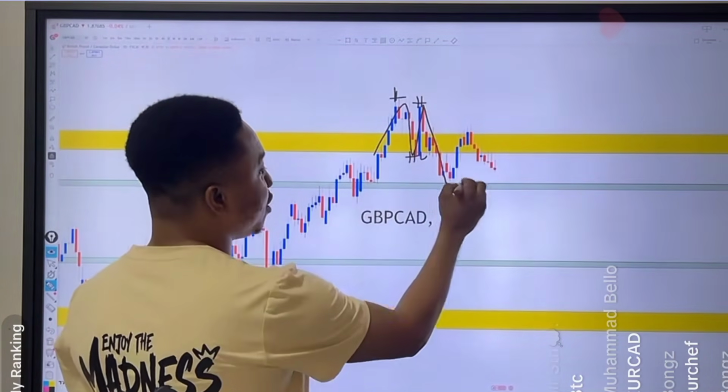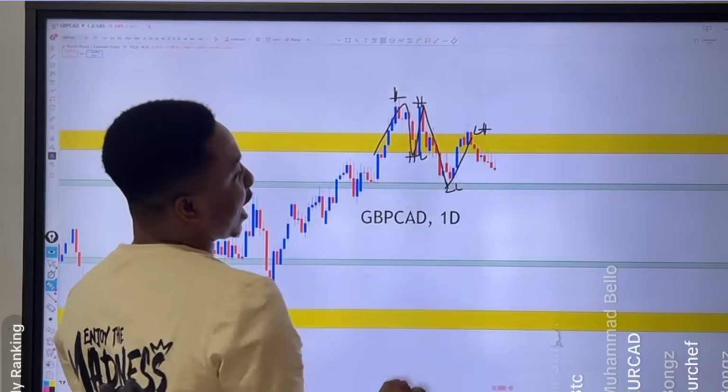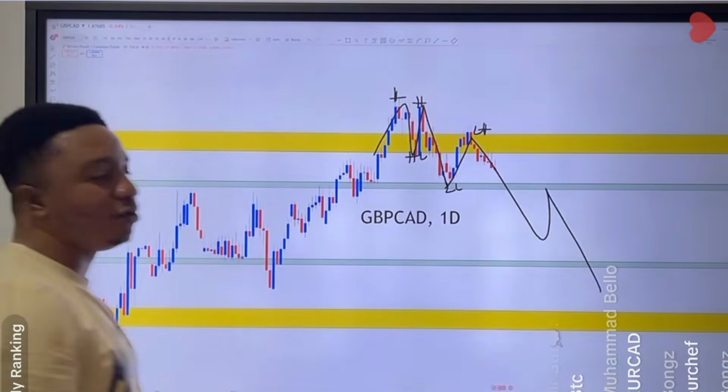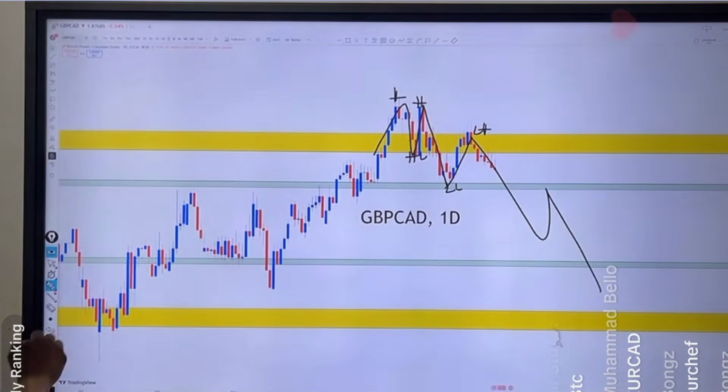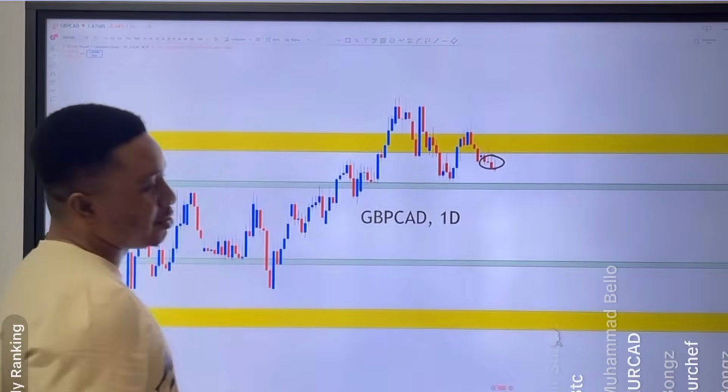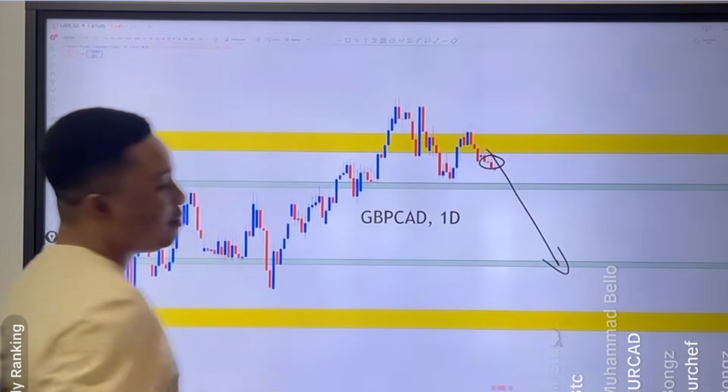Price broke below to form a lower low. We have seen the lower high complete. We are going to see a continuation move further to the downside. So GBP CAD, we are going to prepare for sales somewhere here to drop the market further down.